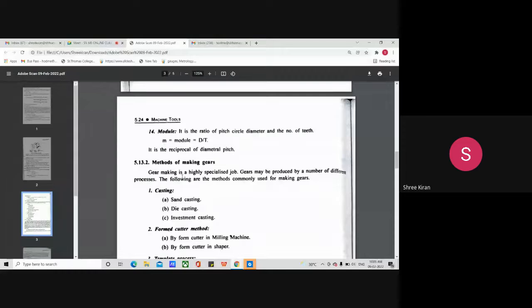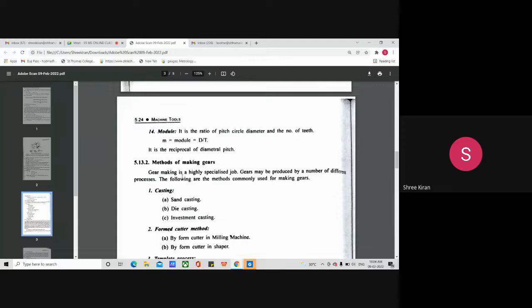Gear making is a highly specialized job. Gears may be produced by a number of different processes, according to the purpose. The following are the methods commonly used for making gears.